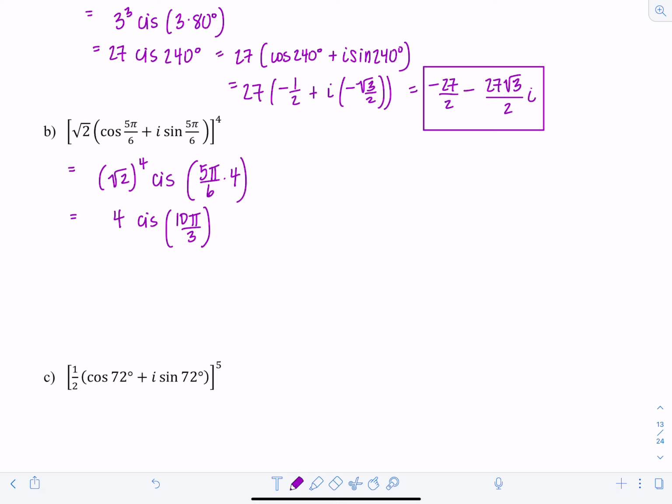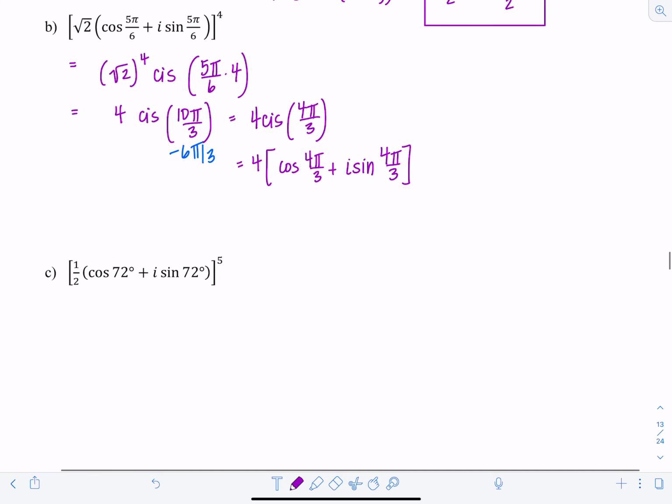And that's bigger than 2 pi, right? 10 pi over 3. 2 pi would be 6 pi over 3. So let me subtract 6 pi over 3. And this is 4 cis 4 pi over 3. But remember, I can't leave my answer in polar form. I have to rewrite it in standard form. So I'm going to write 4 cosine 4 pi over 3 plus i sine 4 pi over 3.